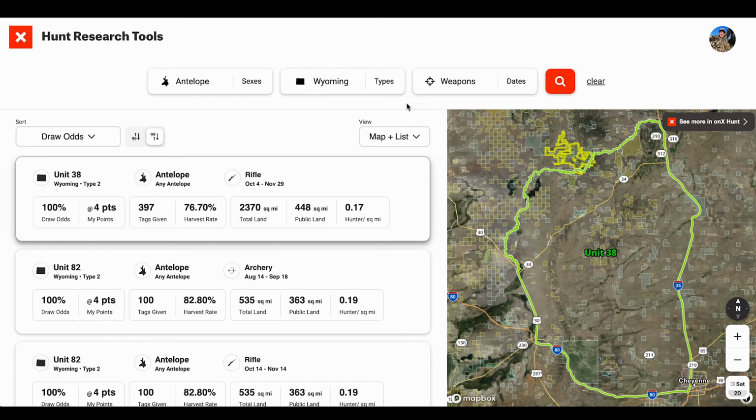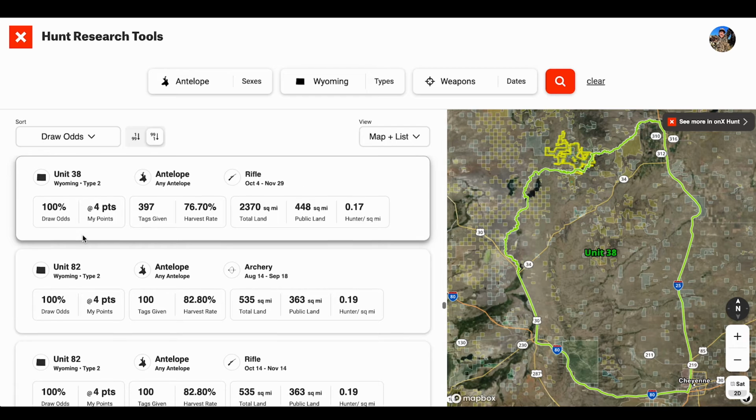So all of this data is from the 2023 drawing, so from last year. So these are the actual results that would have happened. I have 4 points for Wyoming antelope. That's what I'm looking at right now. And so these would have been my draw odds that actually happened last year when I applied. And so you can use this as a data point when you see the draw odds on the left side of the results page, to know last year I would have had 100% draw with 4 points. And so as I'm going into this year's draw, you can use that to interpret where you might want to find units that will help you apply.